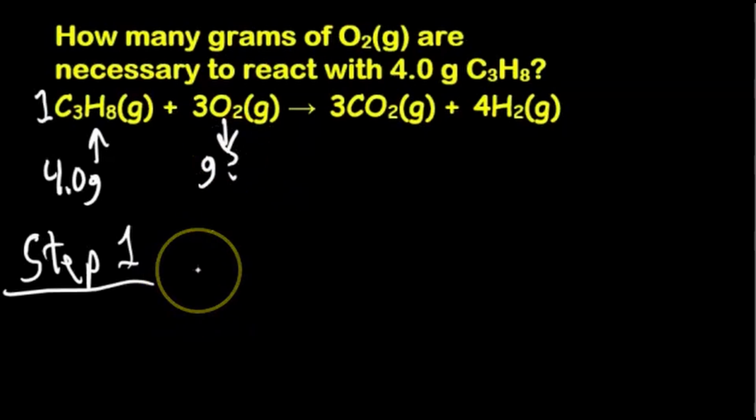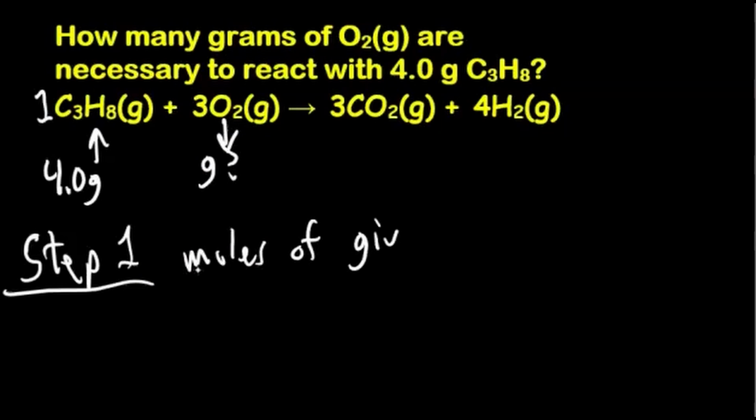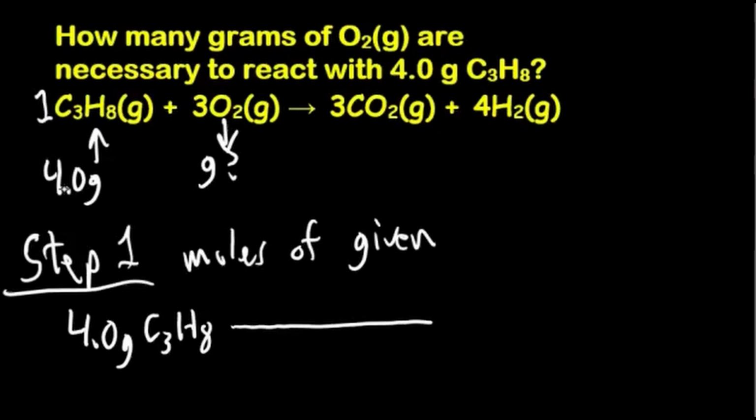Step 1, you need to calculate moles of your given. What's our given? Well, this is our given. It's whatever we have the information about, the mass or the moles or the concentration, volume, things like that. So we'll go from grams to moles. We have 4.0 grams of C3H8. Now we want to go to moles, and to go to moles, we need to cancel out grams. So we need to know how many grams are in 1 mole of C3H8.